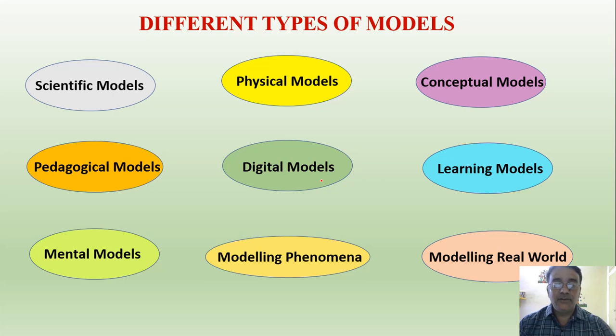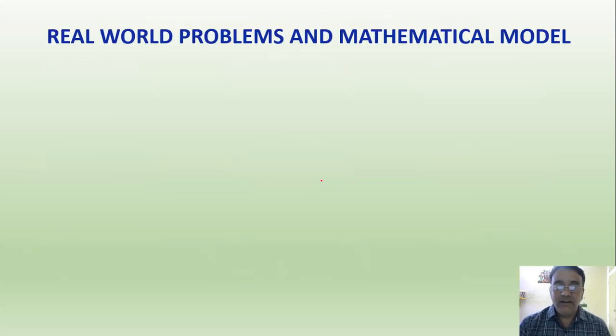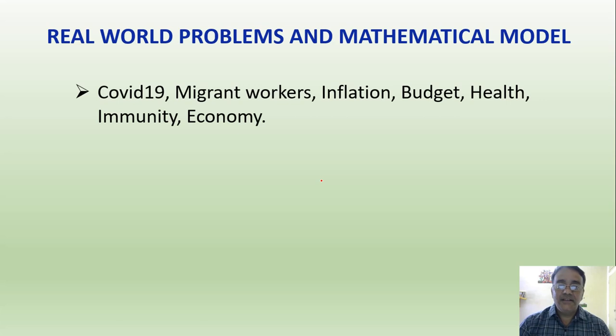Now we'll move towards another section, one very real world problem that we are facing nowadays, that's COVID-19. So, the COVID-19 modeling example. This is a real world problem. And if you want to understand the nature of COVID-19 through a mathematical model, we can choose any particular issue, like this migrant workers problem.